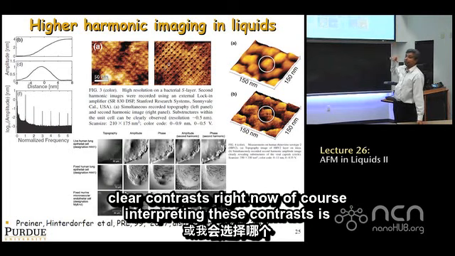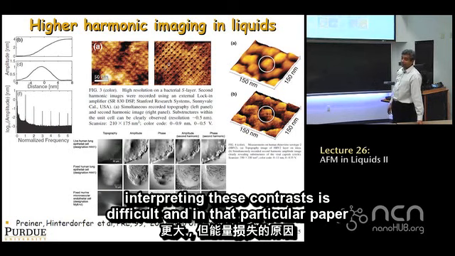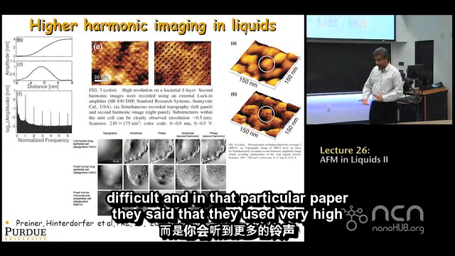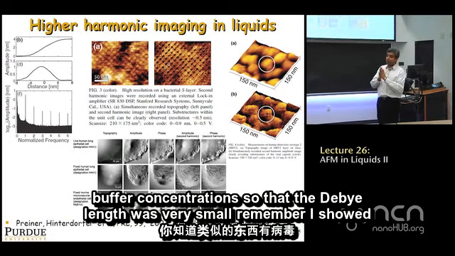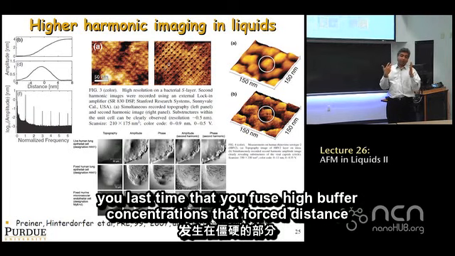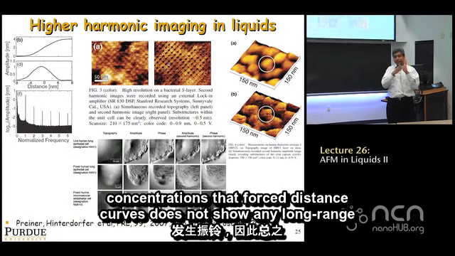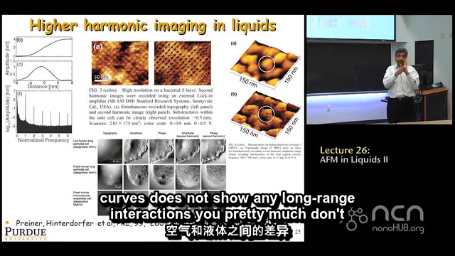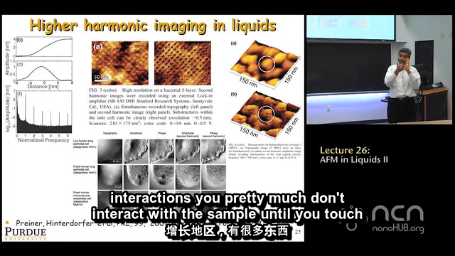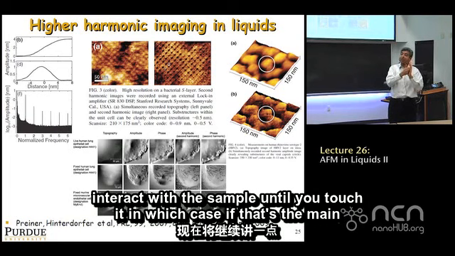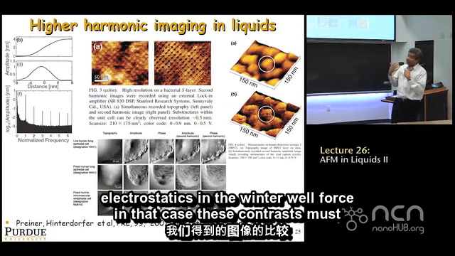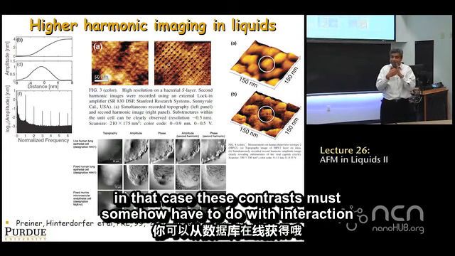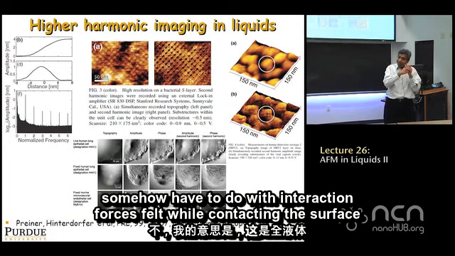Now, of course, interpreting these contrasts is difficult, and in that particular paper, they said that they used very high buffer concentrations so that the Debye length was very small. Remember, I showed you last time that if you use high buffer concentrations, the force distance curve does not show any long-range interactions. You pretty much don't interact with the sample until you touch it. In which case, if that's the main interaction and there's no electrostatics, no van der Waals force, these contrasts must somehow have to do with interaction forces felt while contacting the surface.